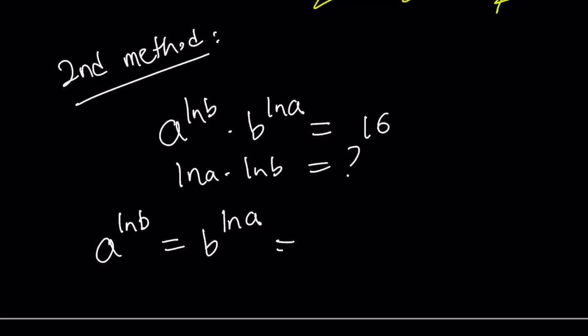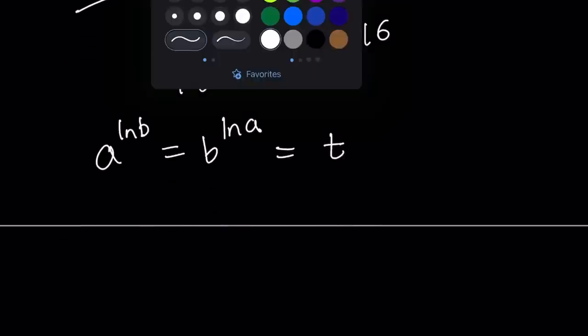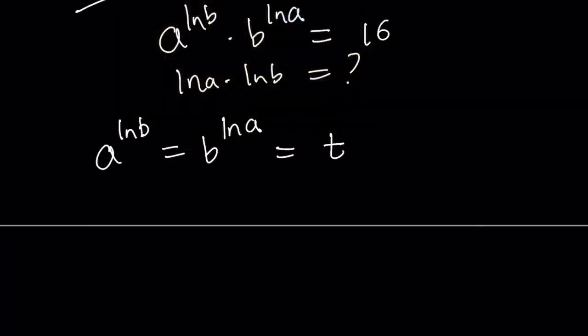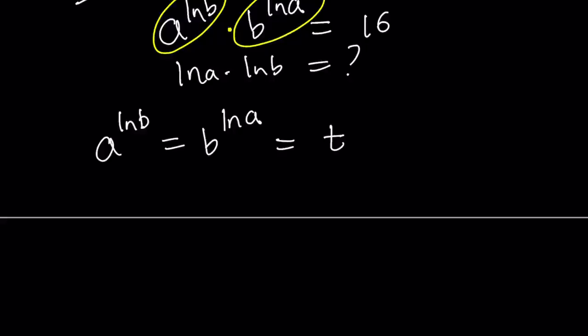So let's go ahead and set each one of these equal to t, since they're equal to the same thing. So now if you replace each one of these with t, this is t and this is t. By the way, tea is a really good drink. Anyways, black tea especially in the morning.